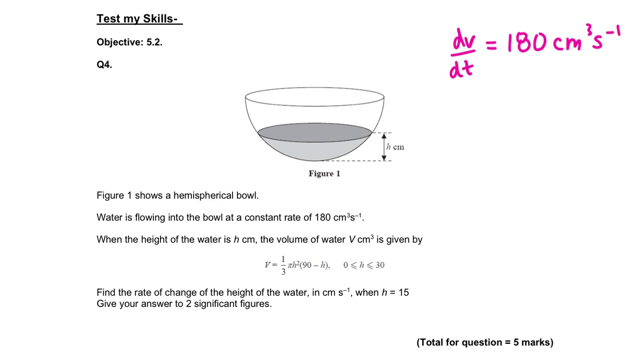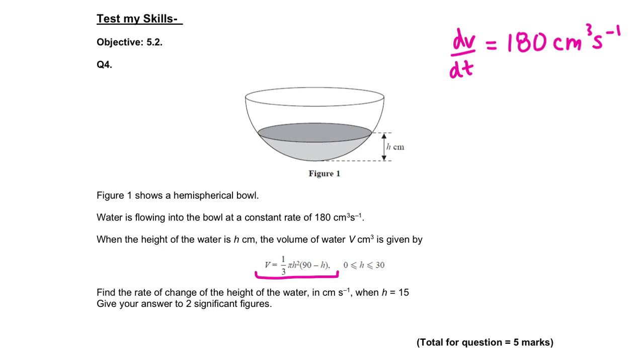Okay, we can read the whole question first and then come back to this. However, I don't know which way is the right way. I just know that as soon as I see it, I'm going to write down what I know. And when the height of the water is h centimetres, the volume of the water is given by this. So this is what our volume is given. Okay, find the rate of change of the height of the water.